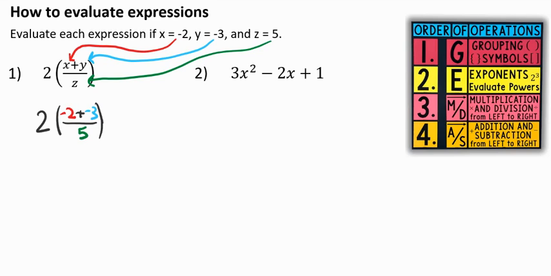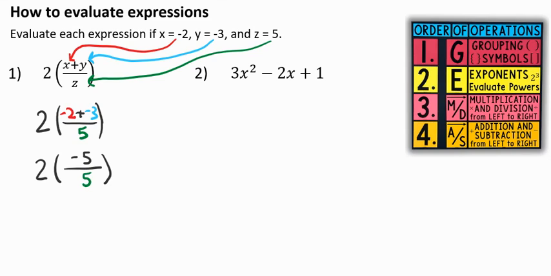Okay, so using GEMDAS, I need to do grouping first. So I'm going to do what's inside these parentheses first. I'll just leave the 2 on the outside. And so let me start at the top of the fraction. -2 plus -3 is -5. And then I leave that 5 on the bottom.